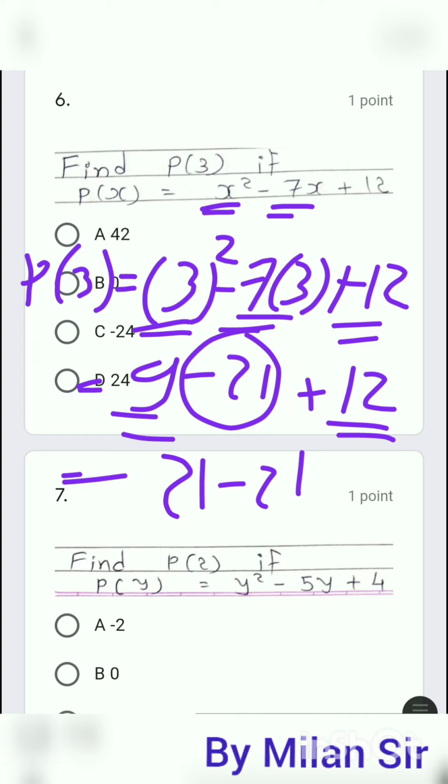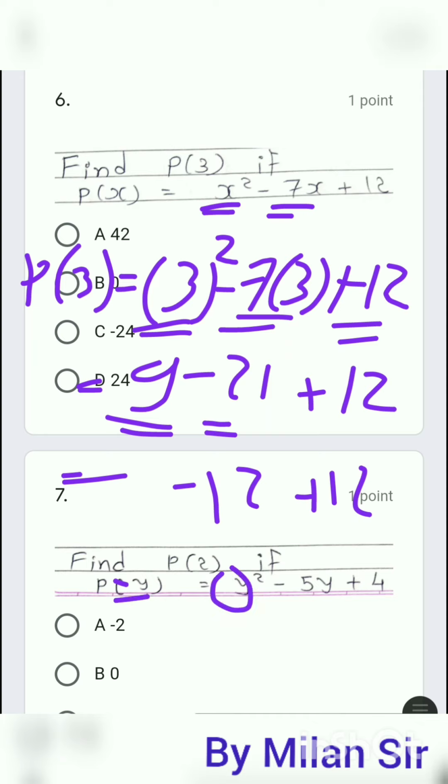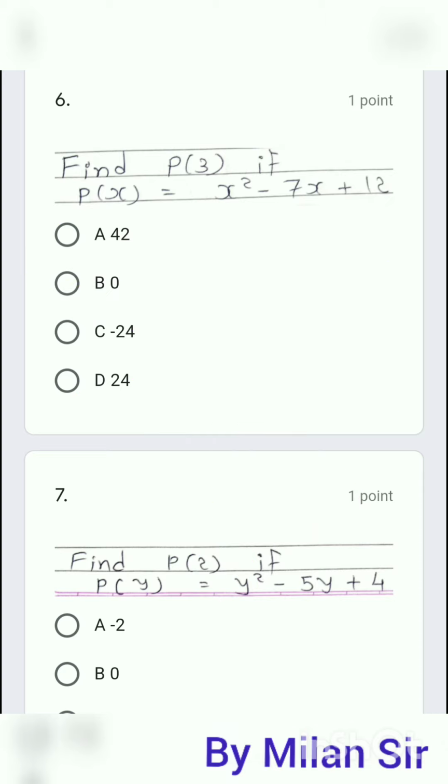Otherwise, you can also go with this. That means 9 minus 21, plus minus minus, 21 minus 9 is 12, the bigger number 21 has a negative sign, so minus 12. Minus 12 plus 12 is 0. So here our answer of P(3) is equal to 0. So our option B is correct.